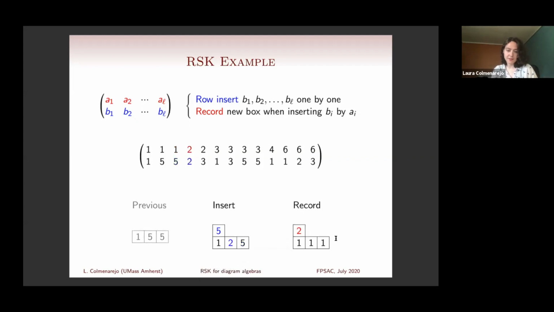And now the first interesting thing happens. I have to insert a 2, but now I cannot put the 2 next to the 5 because I would have 5, 2. So what I'm going to do is put the 2 in the first place that I can. So I have this 5 over here, I'm going to bump it out, I'm going to put the 2 here, and then the 5 is going to go in the second row. Since there is no box here, I can just put it directly there. So I will get this other one. So the 2 is bumping the 5, and the 5 is going to the second row. And this one over here is the new box. So I will record the 2.